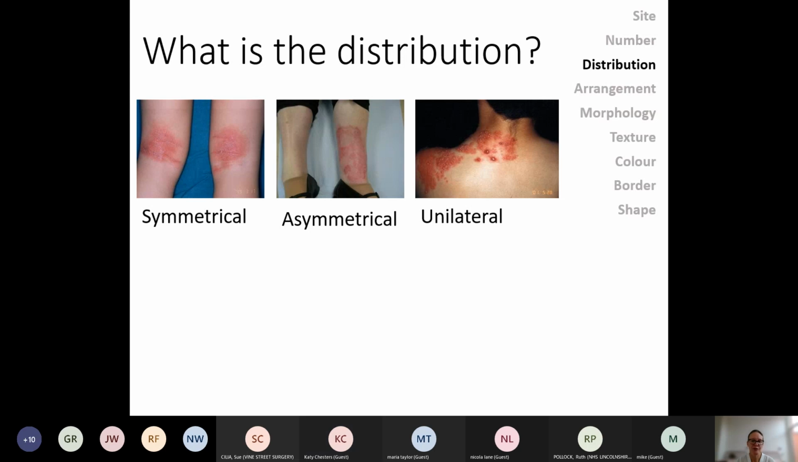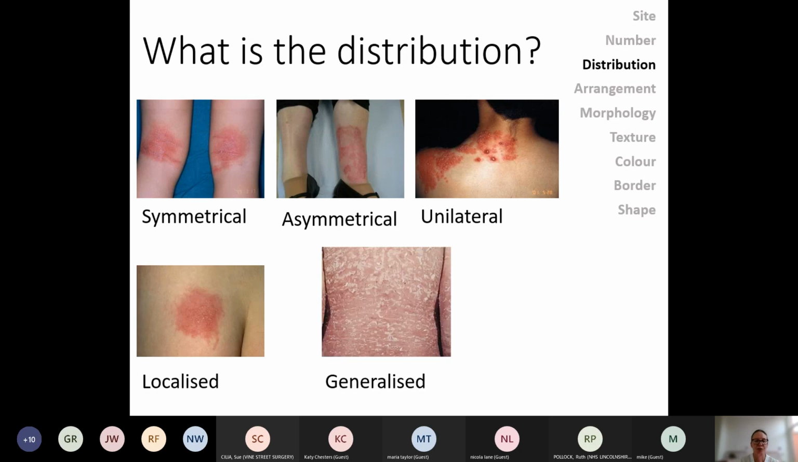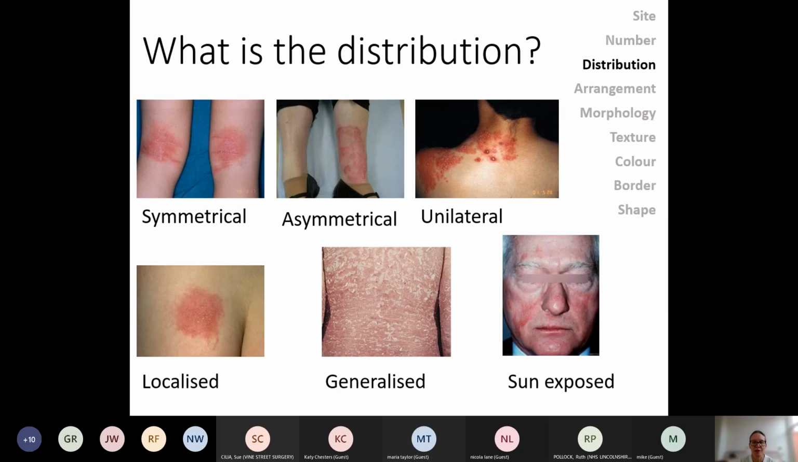Unilateral is another word that we could use, affecting just one side of the body. And I think the difference, because asymmetrical and unilateral, what would a difference be? I think the unilateral bit is you can kind of see that line down the middle of the body and the rash doesn't cross over that. Localized, so just affecting a small area of the body, or generalized when it's widespread over the body. And then some rashes can be in sun exposed areas. If it's sun exposed, you get kind of a bit of a shadow beneath the eyebrows and just beneath the eyes. And that's a suggestion that it's been brought on by the sun.